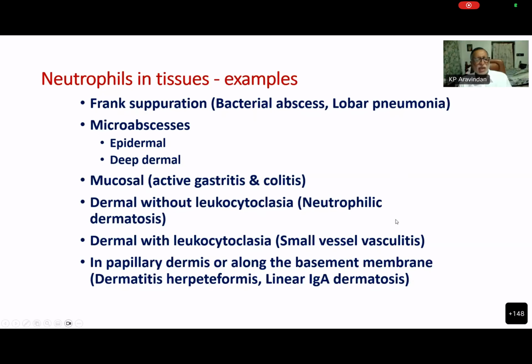These are some examples of neutrophils in the tissues. Frank suppuration, microabscesses, mucosal lesions like active gastritis and colitis, vasculitis. Okay.